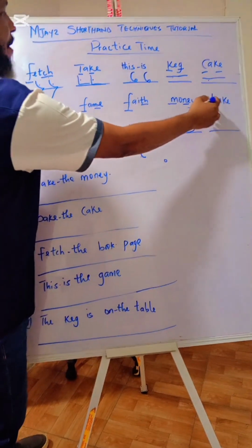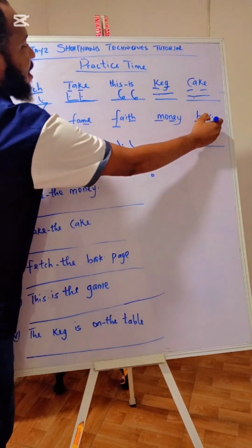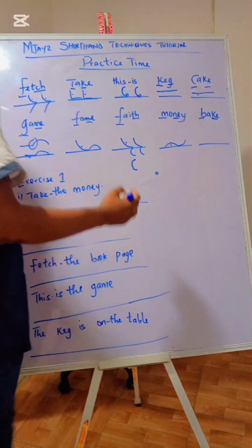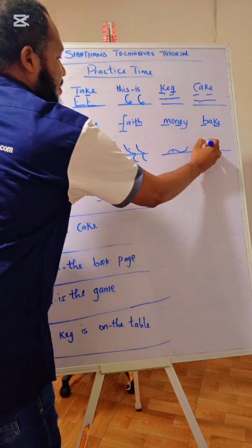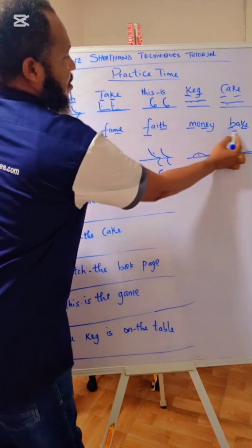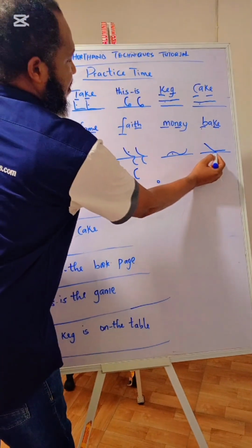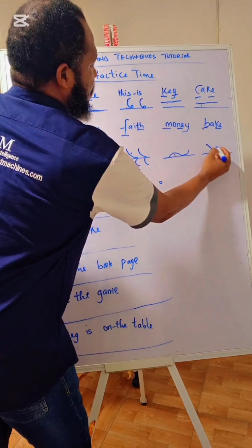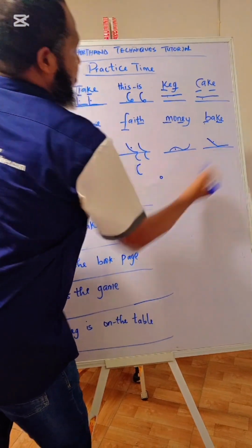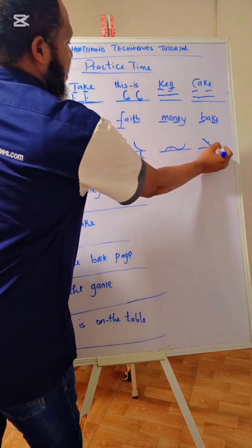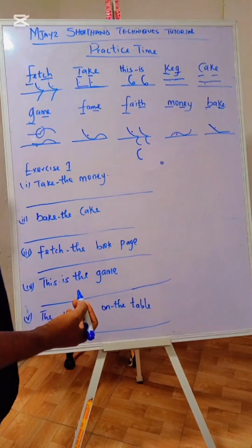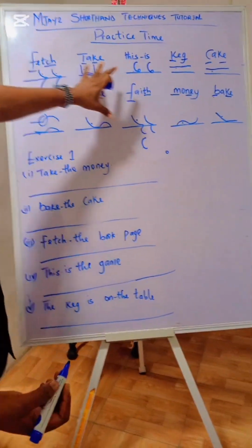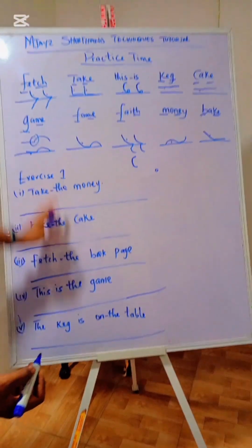Then lastly we have bake. Bake we have b and k. So you can join stroke b. In bake, you have b and k, and this is b, and this is k. So you put your A at the middle of b. So that's bake. So with this little knowledge, we should be able to represent anything in this exercise.